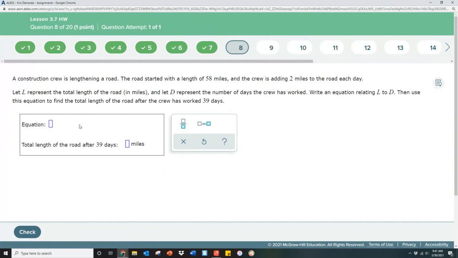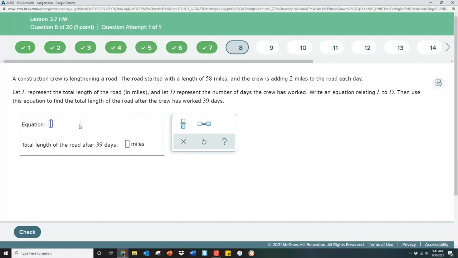A construction crew is lengthening a road. The road started with a length of 58 miles, and the crew is adding 2 miles to the road each day. Let L represent the total length of the road, and D represent the number of days the crew had worked. Write an equation relating L to D, then use the equation to find the length of the road after the crew has worked 39 days.